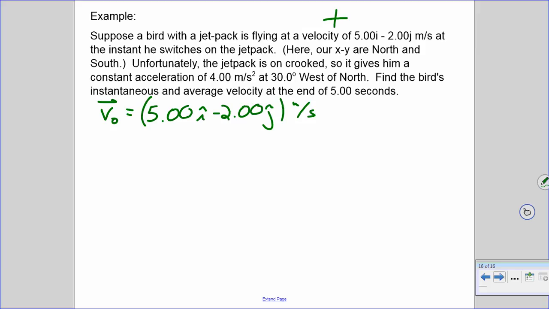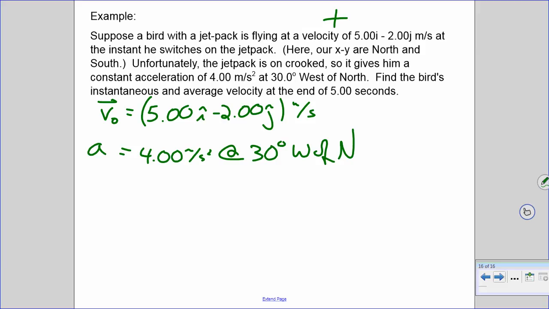Now, this 4 meters a second squared at 30 degrees west of north is my acceleration, but it's in magnitude direction form, right? So what do I probably want to do? Split it up into the components, right? So let's do that.